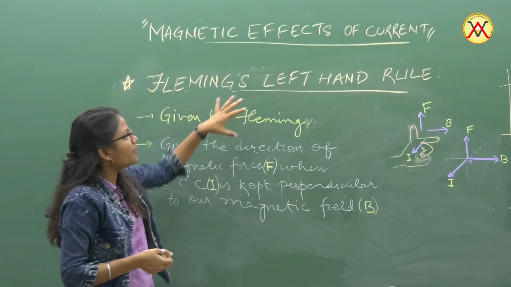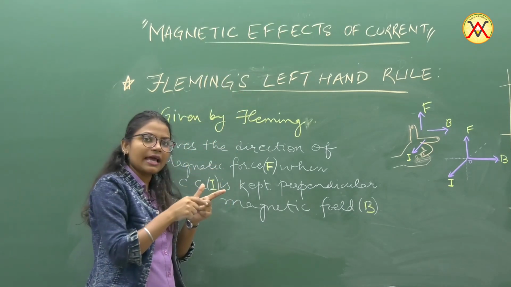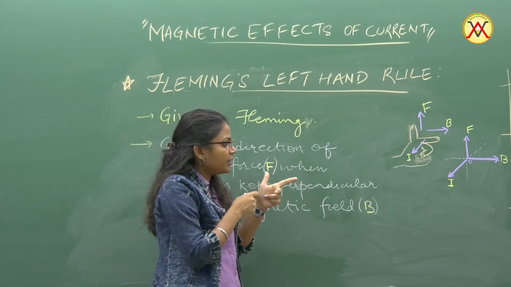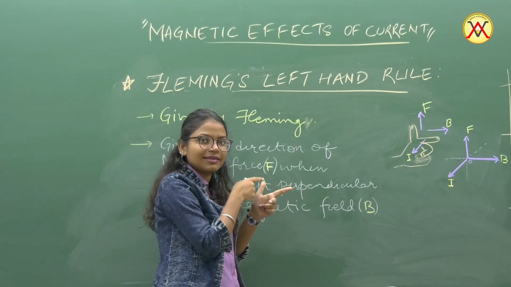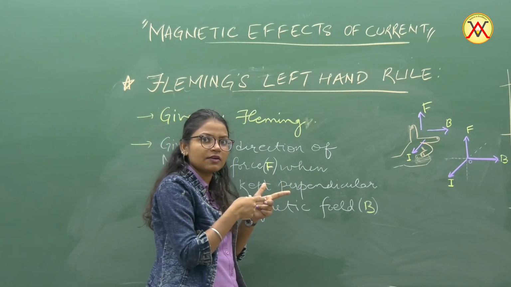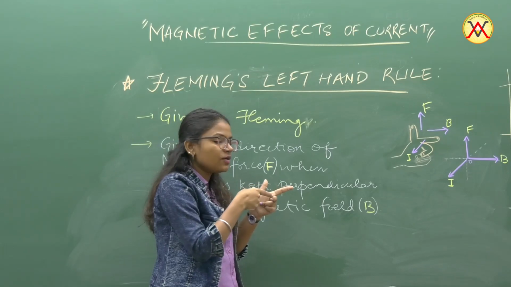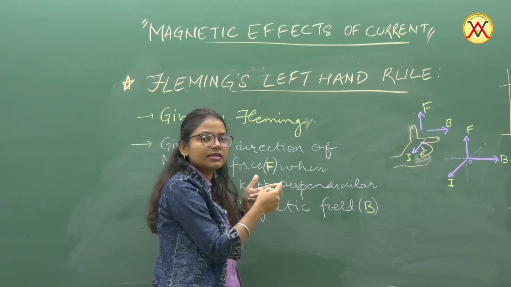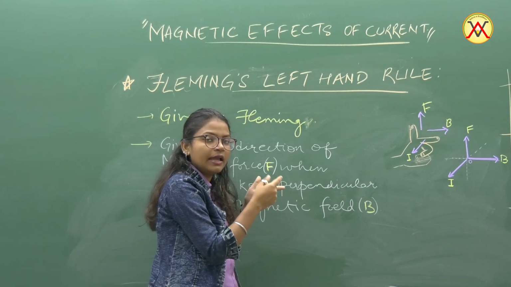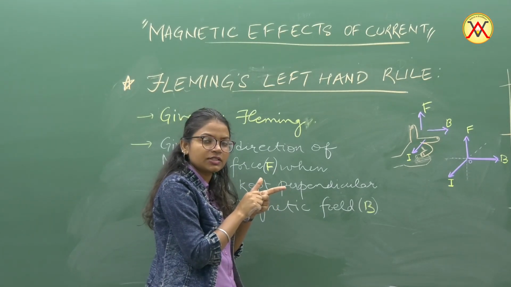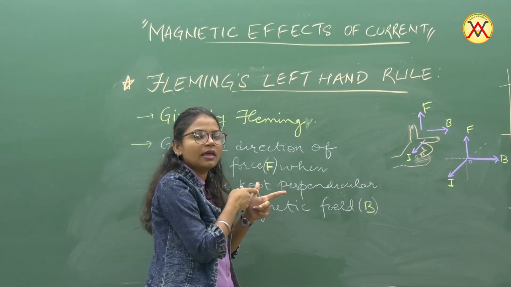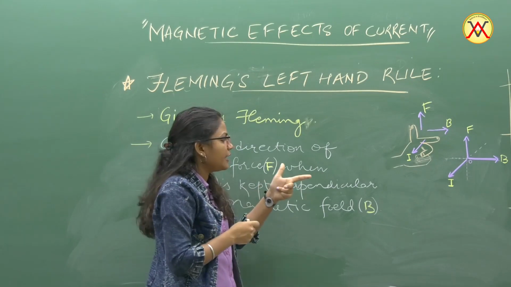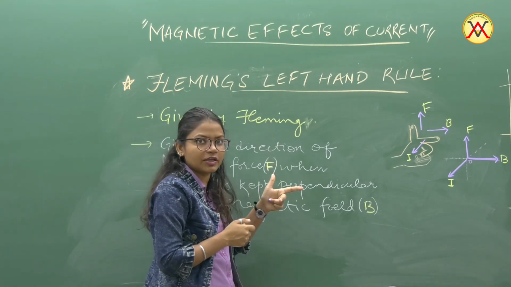The statement of Fleming's left hand rule goes like this. If we stretch the first three fingers of our left hand, the thumb, the forefinger and the center finger, perpendicular to each other in such a way that the forefinger points in the direction of our magnetic field and the center finger points in the direction of the current, at that time the thumb will be pointing in the direction of our magnetic force. That is the statement of Fleming's left hand rule.